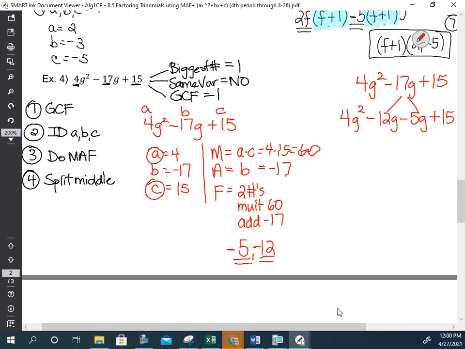So why did I put 12 first? Because I know 4 divides into 12. Why did I put 5 second? Because I know 5 divides into 15. So again, you've got to know basic math in order to make it work. So the middle is now split up.